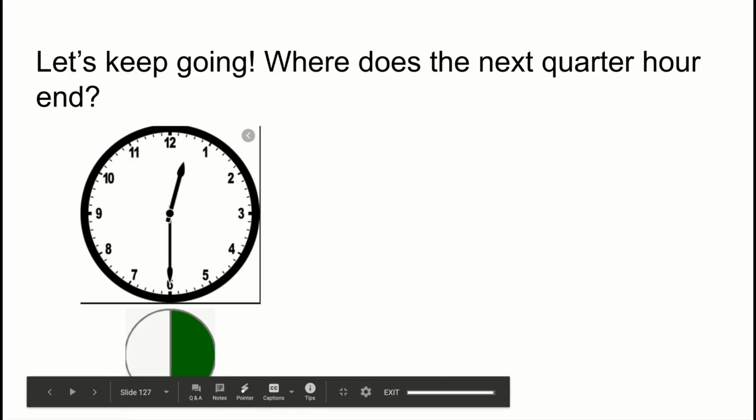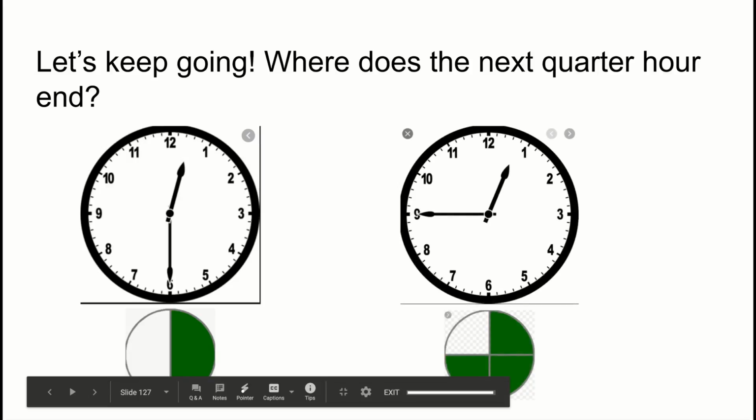Where would the next quarter hour end? Where would the minute hand go? It would go to the 9. And then we would have 3 quarters past the hour, because 3 quarters are colored in. Do you see how a clock can often have the same language that we use for fractions?